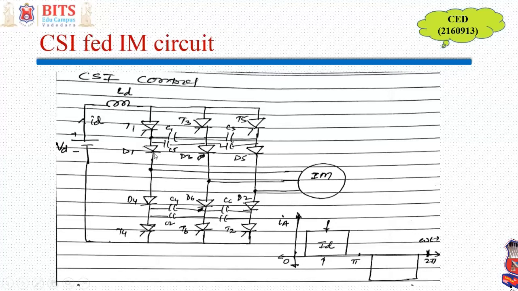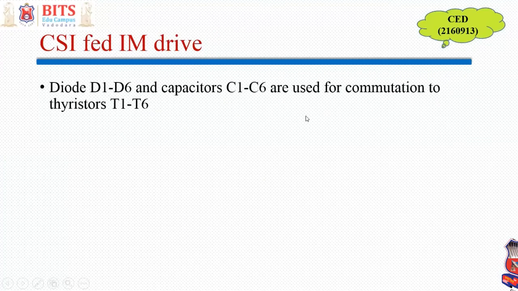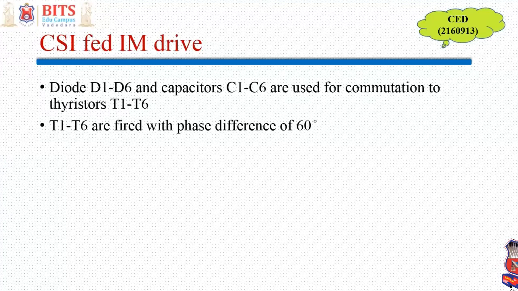In this circuit you can see that diodes and capacitors are additional, which we have used for commutation, because thyristors are not self commutating, whereas here they have to be turned off and on at this place and this place, only then will I get AC, meaning positive and negative half cycles. So for that we have additional arrangements in this fashion. Diodes D1 to D6 and capacitors C1 to C6 are used for commutation, that is, to turn off the thyristors. T1 to T6 are fired with a phase difference of 60 degrees as usual.